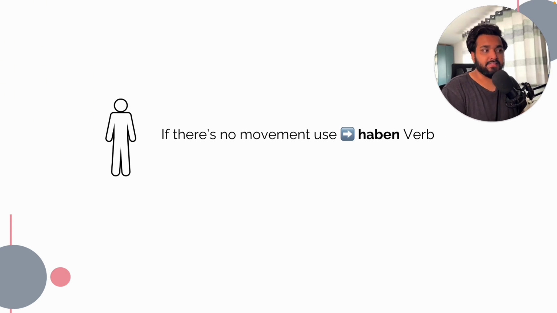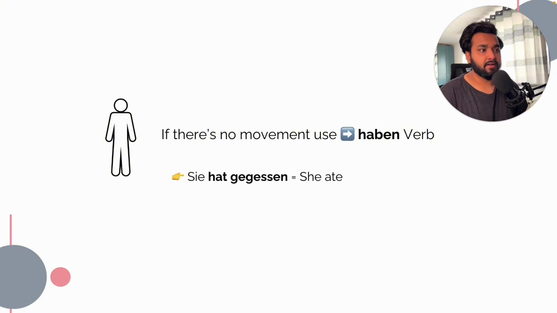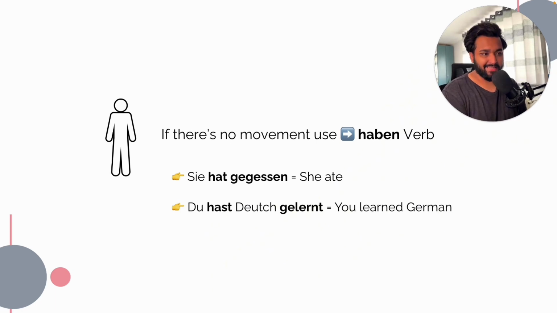On the other hand, if there is no movement, use the haben verb. For example, sie hat gegessen. That means she ate. Or du hast Deutsch gelernt. That means you learned German.